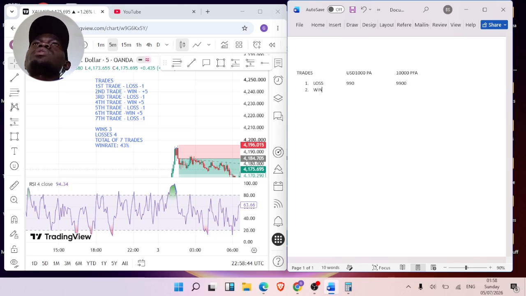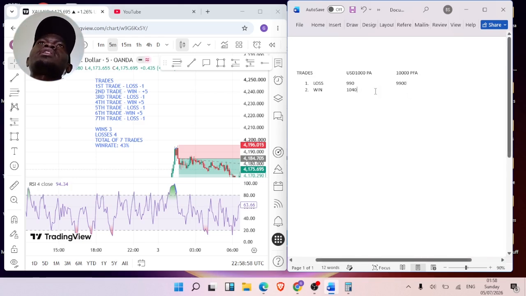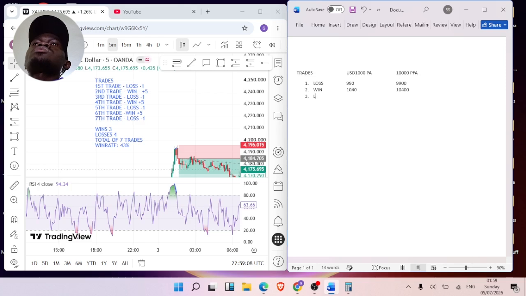And then the second trade was a win, giving us a 5% increase. That means our personal account moves up to 1040, that is 990 plus $50. And then our pro forma account moves up to 9,900 plus 500, that is 10,400. And then the third trade was a loss, and that becomes minus 1%. That means that our personal account moves down to 1030, and our pro forma account moves down to 10,300.